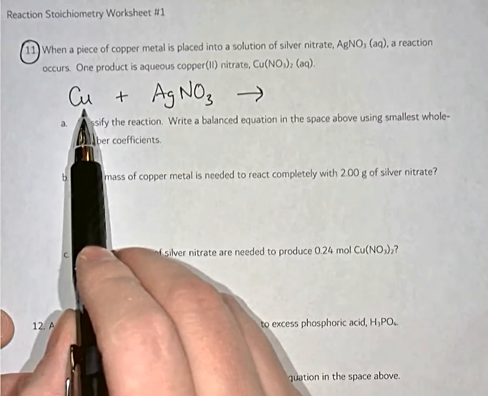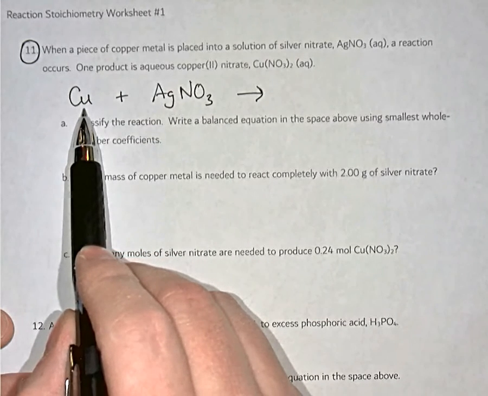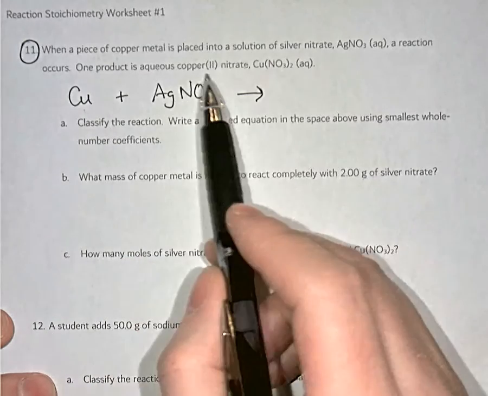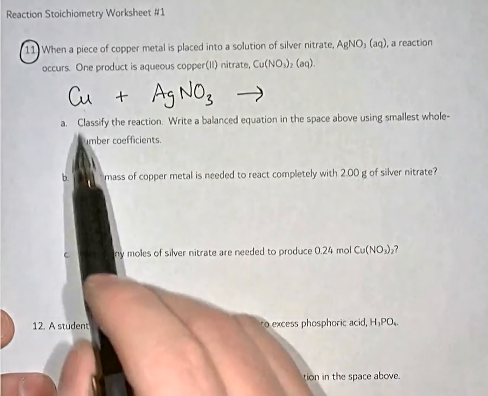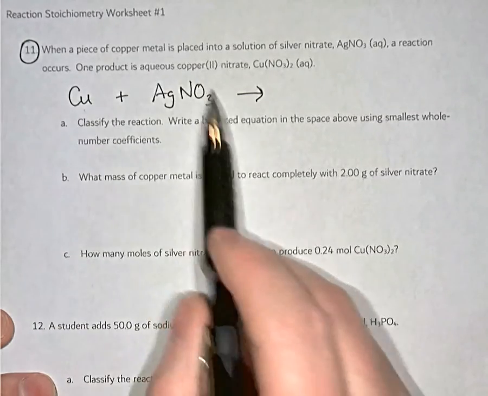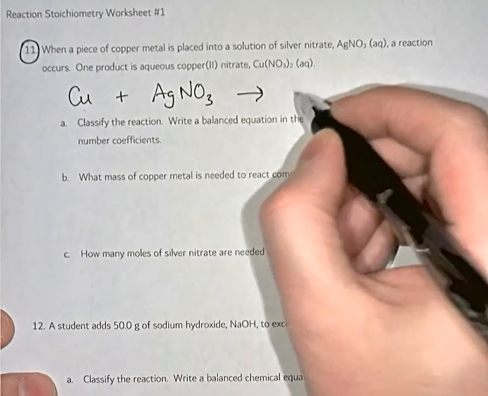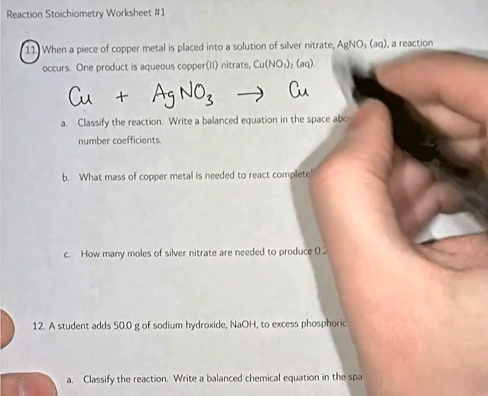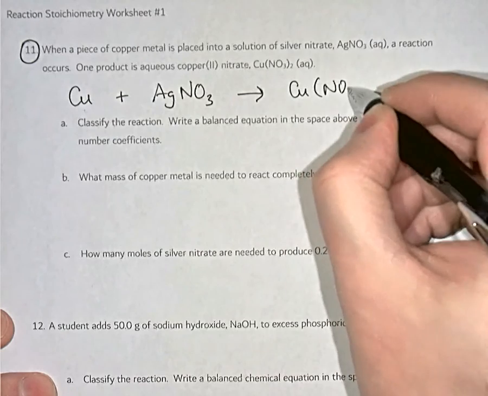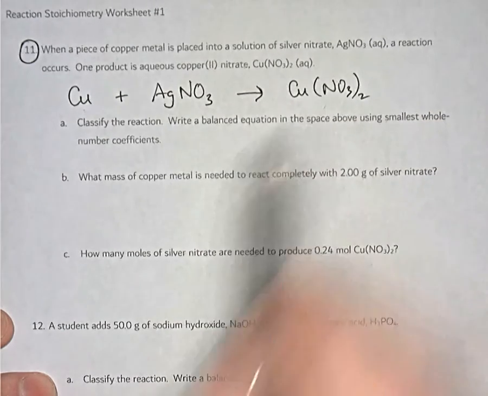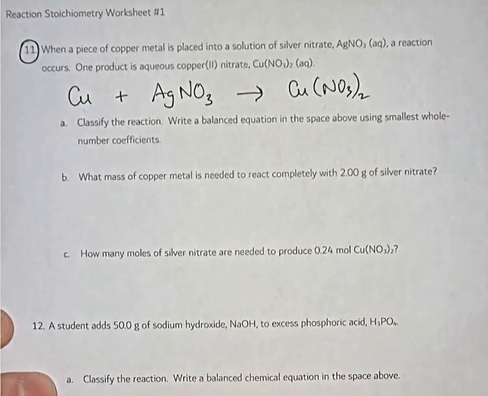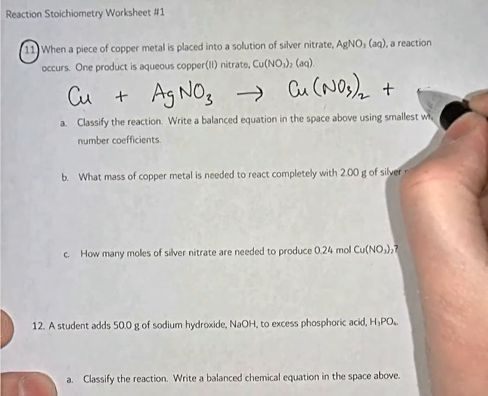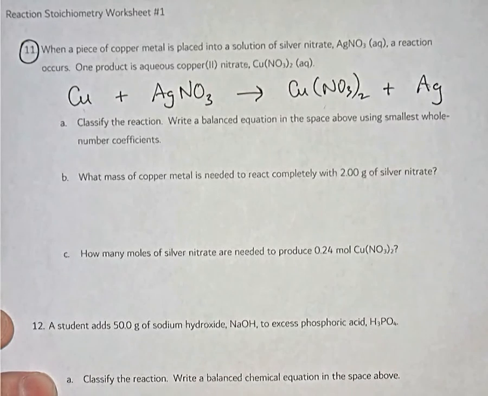Copper on the periodic table has charges of either +1 or +2. We're told it forms copper 2. So because it's positive, it's going to grab hold of the negative nitrate. So we get copper 2 nitrate, Cu(NO3)2. Nitrates are -1, copper is 2 positive, so we need 2 of those nitrates to go with the copper. And that means the silver is going to be all by himself at the end.